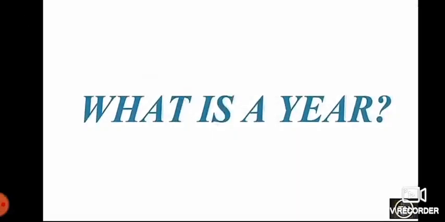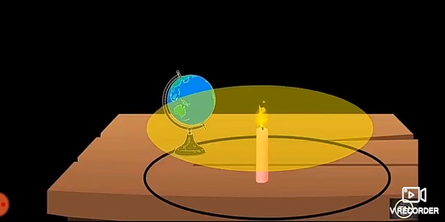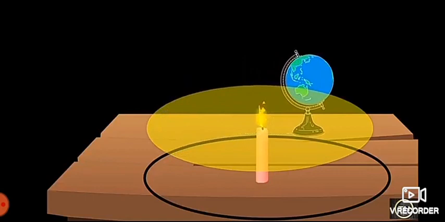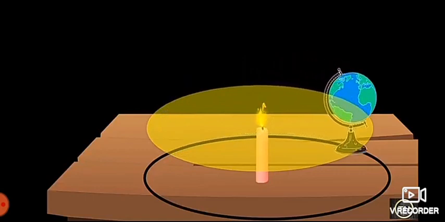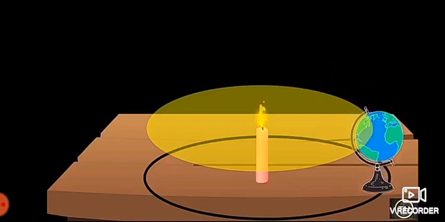So now let us start with the new point, that is, what is a year. We are going to perform one activity and then understand what a year is. We are going to take the same model which we used for the previous experiment, and now we have to move the globe along the circle on the table. As you do this, keep rotating the globe and ensure that the axis does not change its orientation.